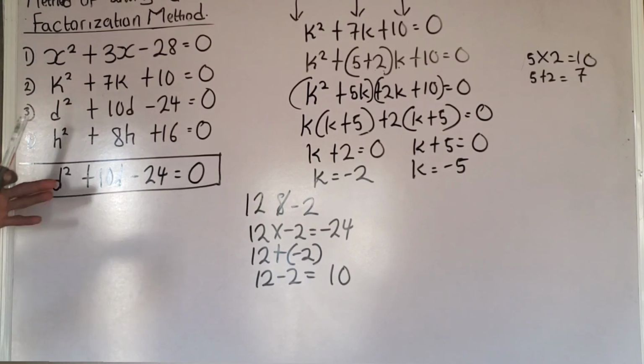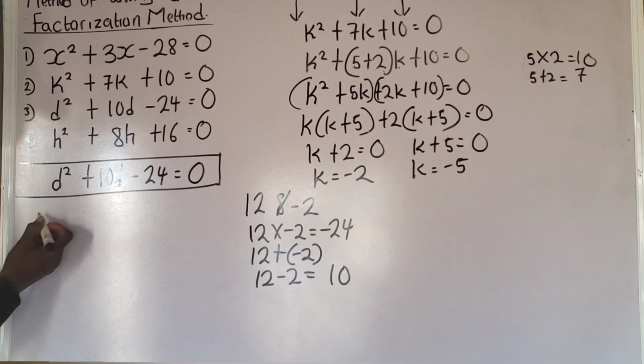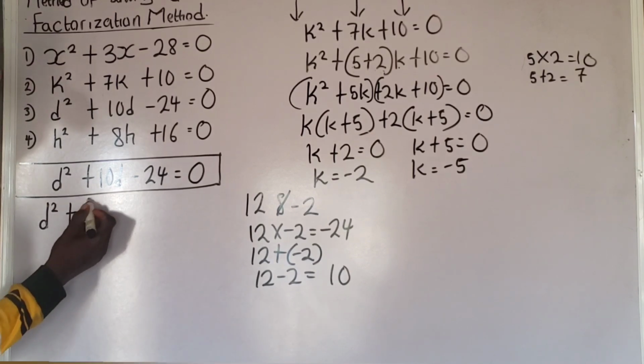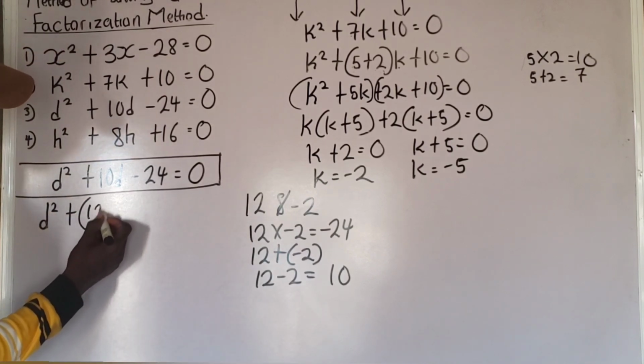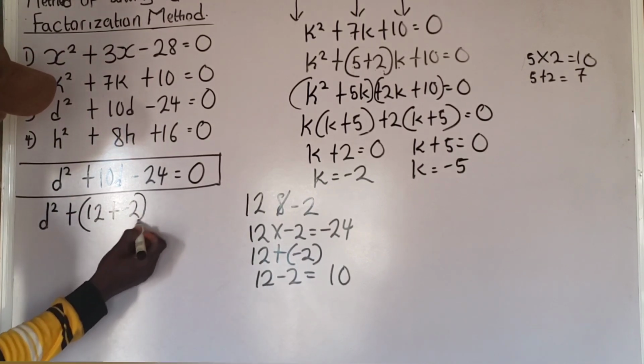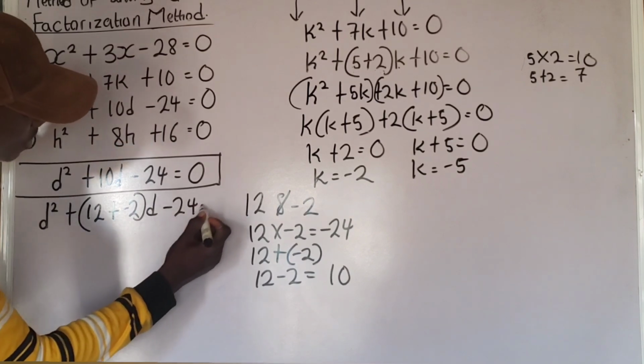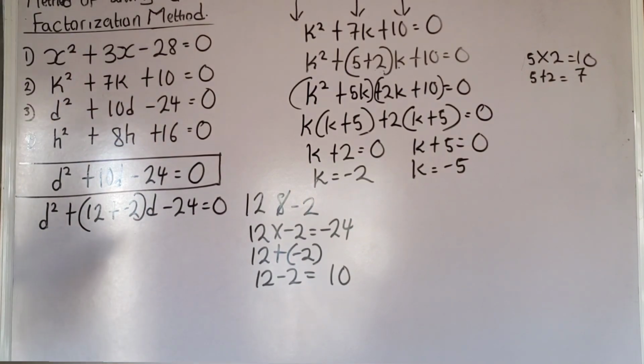Are you paying attention? By the sum of these two numbers. So I'm going to have d squared now plus the sum of these two numbers. What is it? 12 plus minus 2. 12 plus minus 2, d minus 24 equals to 0. Please, do you understand what I did?